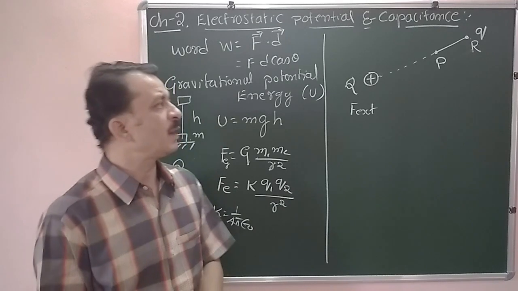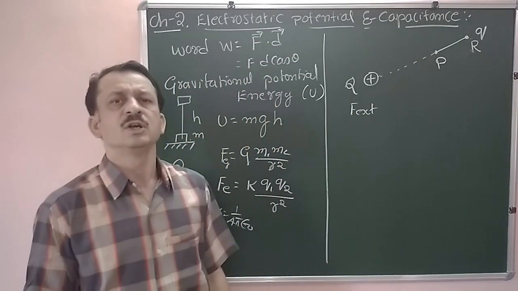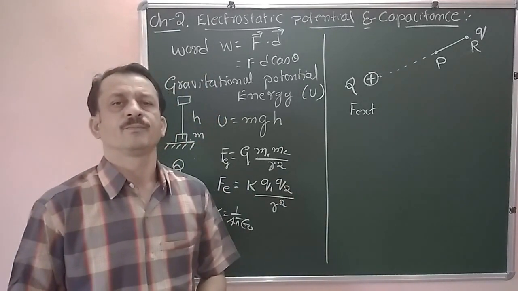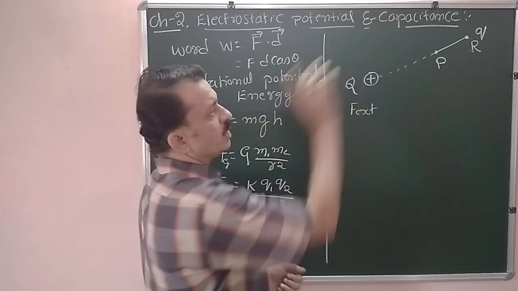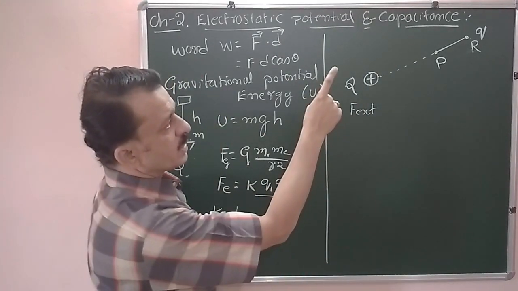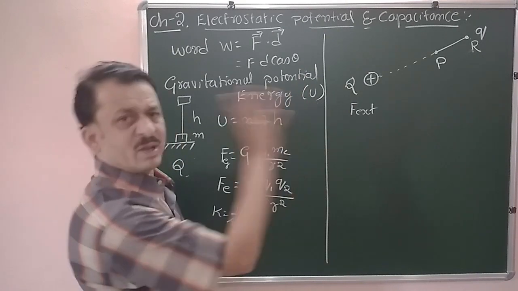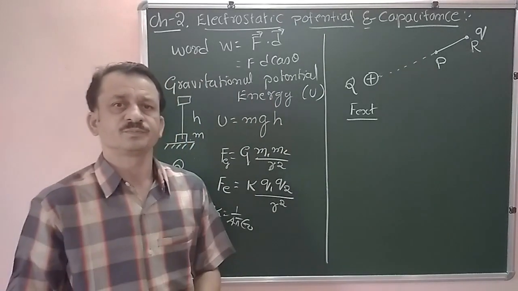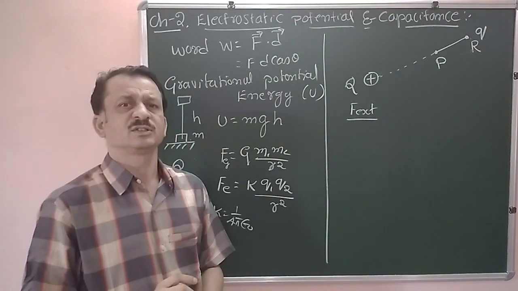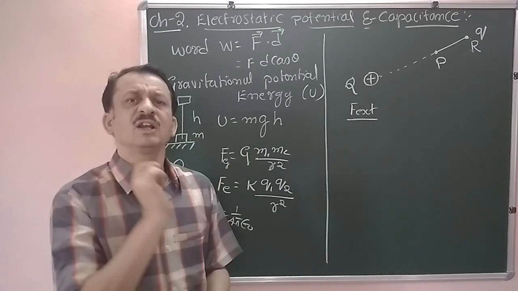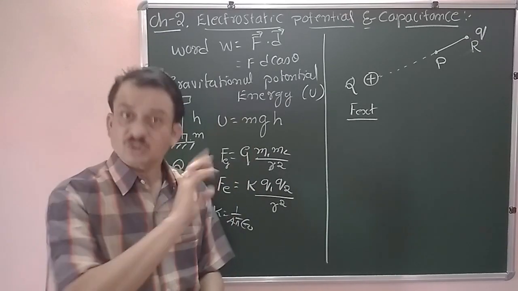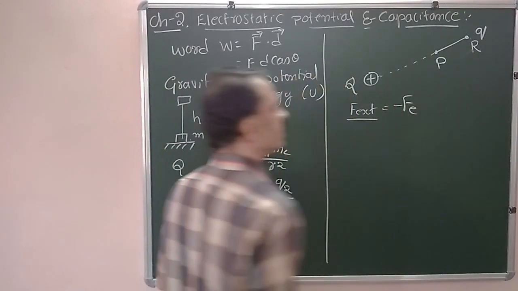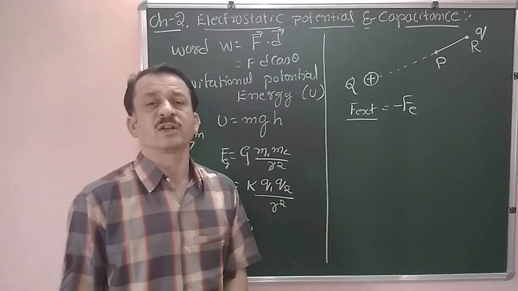Why do I have to apply it? Because obviously there is a repulsive force. In order to overcome that repulsive force, I have to apply an external force in order to bring that unit positive test charge from point R to the point P. Now this external force we have applied should be exactly equal and opposite to the electrostatic force between the two charges. It should be equal, but opposite in direction to the electrostatic force.